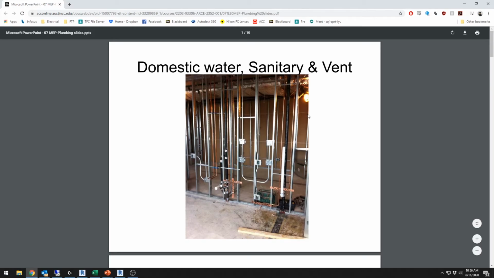All right, so that is it for the slides. Next, let's take a look at the plumbing systems: domestic water, sanitary, and vent. This is a picture of the inside of a kitchen before the drywall gets put up.